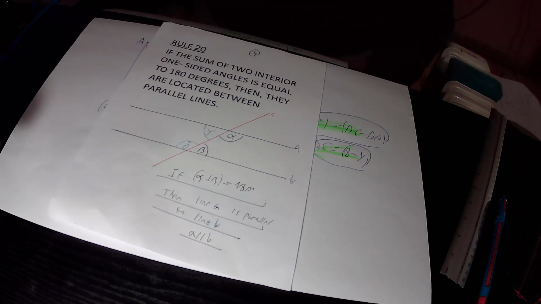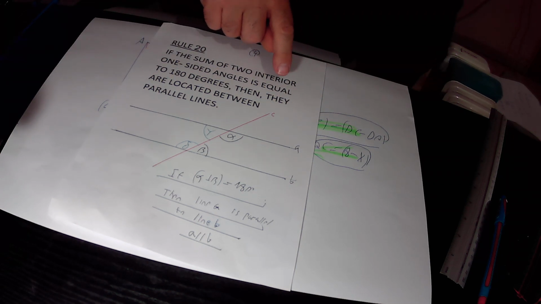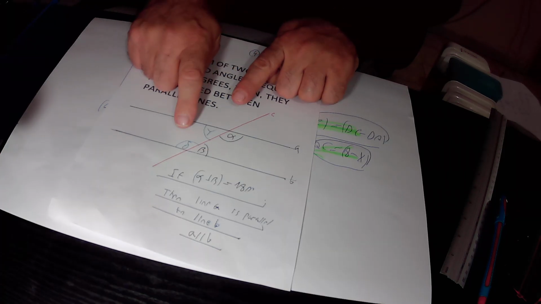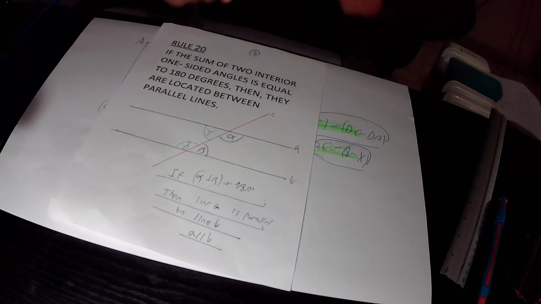According to Rule 20, if the sum of two one-sided angles is equal to 180 degrees, then they must be located between parallels. In the drawing we have line A, this is line B, and this is the transversal C that cuts those two lines A and B at those two points.